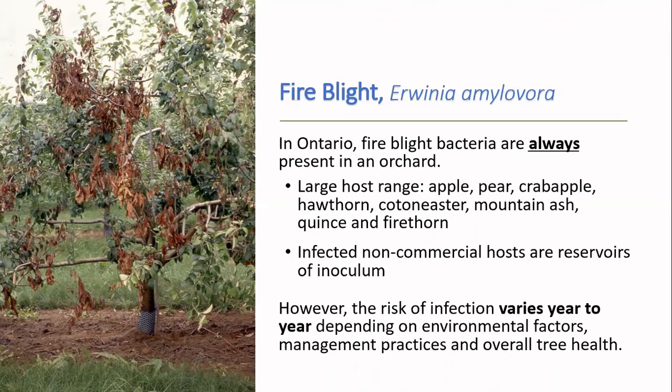Fire blight can be quite a devastating disease in Ontario apple orchards. Unfortunately, this bacteria is ubiquitous within an orchard. In other words, it's always present and has quite an extensive host range outside of apple and pear. These alternative hosts can act as reservoirs for the inoculum. However, the risk of infection varies year to year, and that depends on environmental factors, management practices, and the overall tree health.